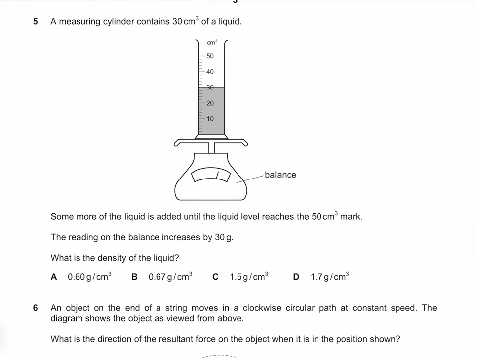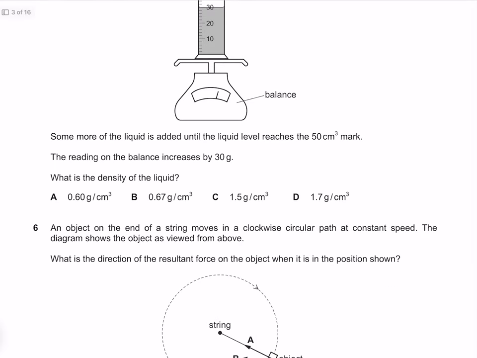A measuring cylinder contains 30 cm cube of a liquid. Some more of the liquid is added until the liquid level reaches the 50 cm cube mark. The reading on the balance increases by 30 grams. What is the density of the liquid? Density is mass per volume. Our mass has increased by 30 grams, and our volume has increased by 20 cm cube, which gives us 1.5 grams per centimeter cube. So our answer is C.